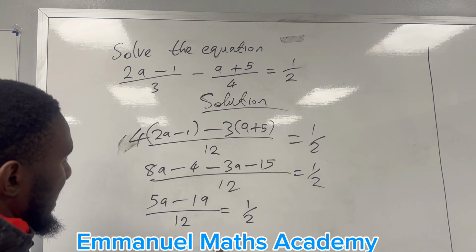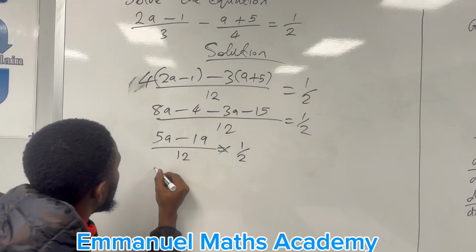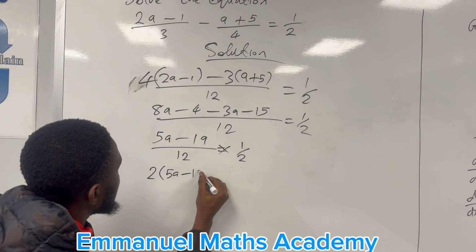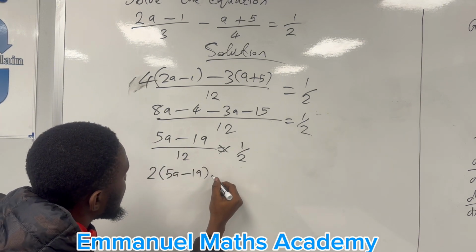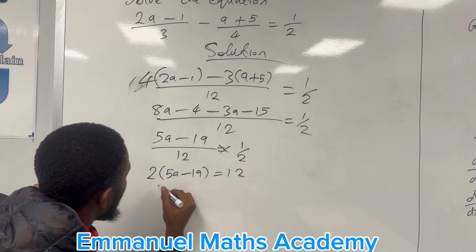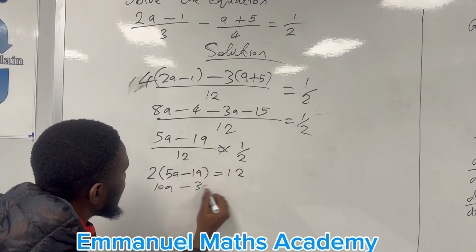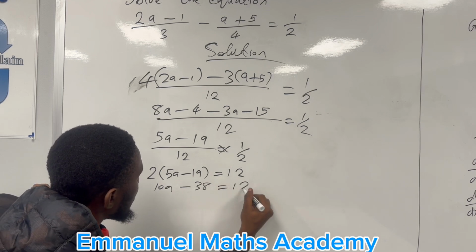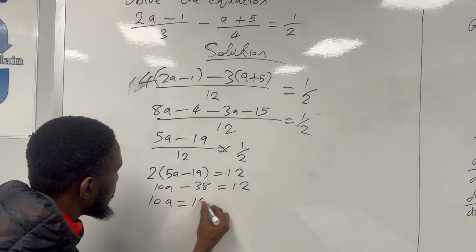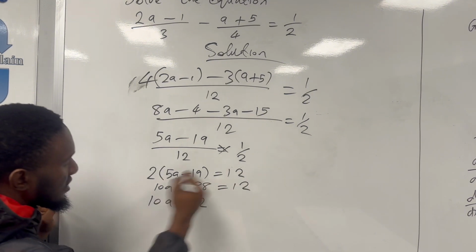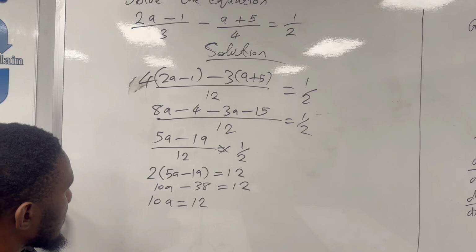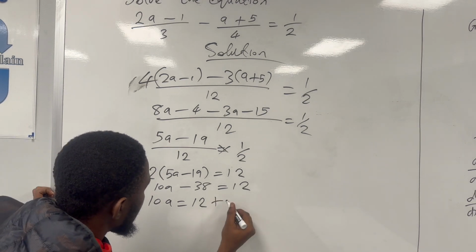You cross multiply. If you cross multiply, you have what? 2 into 5a minus 19, right? Equal to what? This times 1 will give you 12. You have 10a here minus 38 equal to 12, right? Hence, 10a equal to 12. This will come to this side. Change this to what? Addition, right? Changes to addition.